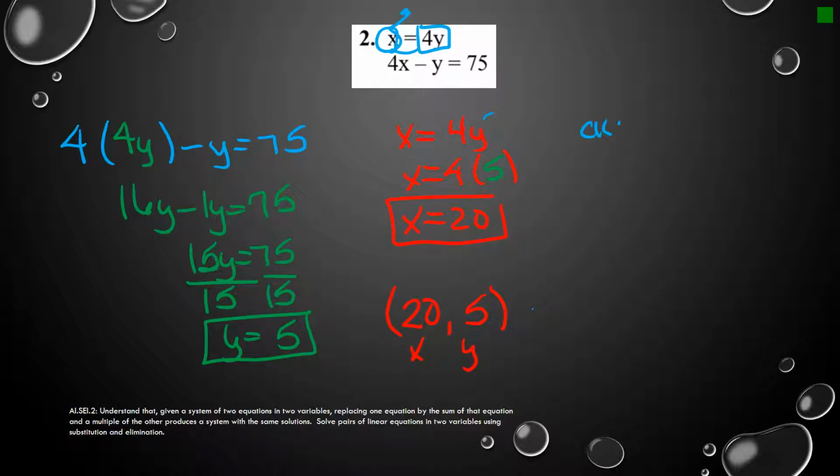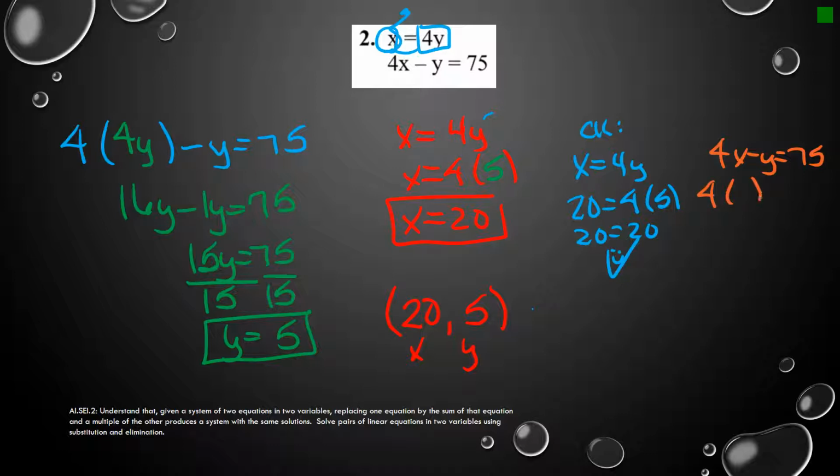So when you go to check it, x equals 4y, you're putting 20 in for x, 5 in for y. Does 20 equal 20? Sure does. When you have 4x minus y equals 75, you're putting 20 in for x, 5 in for y. Does 80 minus 5 equal 75? It sure does. Messy, but it works. So 20, 5 is your solution.